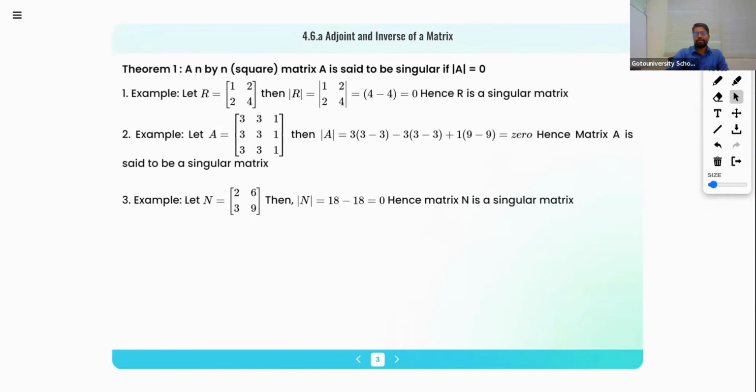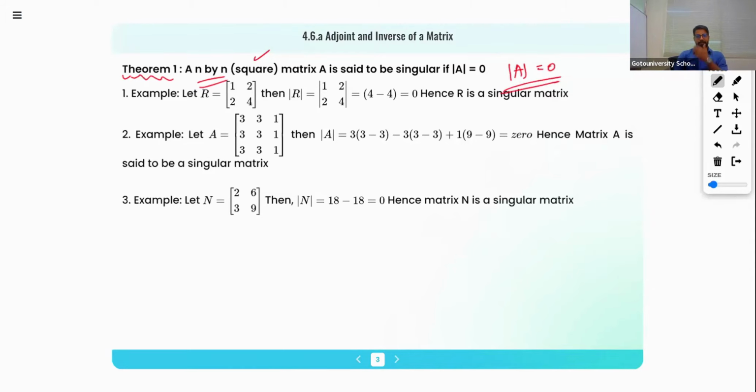Singular matrix. What do you mean by singular matrix? There's a theorem which talks about singular matrix. The theorem says an n by n matrix, that is n by n itself means square matrix, right? Because the number of rows and columns are equal to each other. A is said to be a singular matrix if the determinant of A is 0. If you find the determinant and if that determinant is 0, it's called singular matrix.